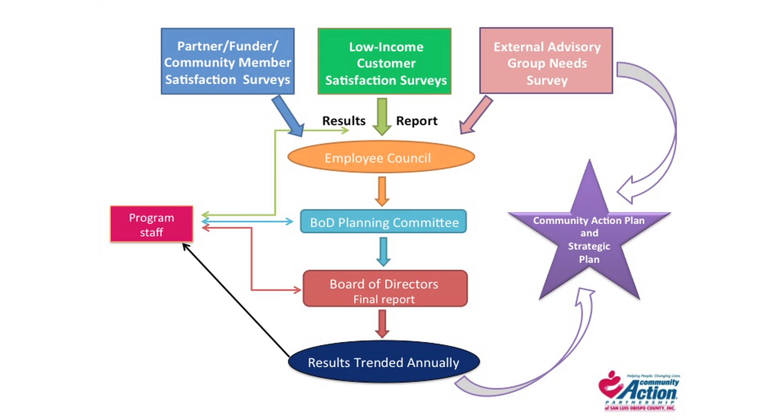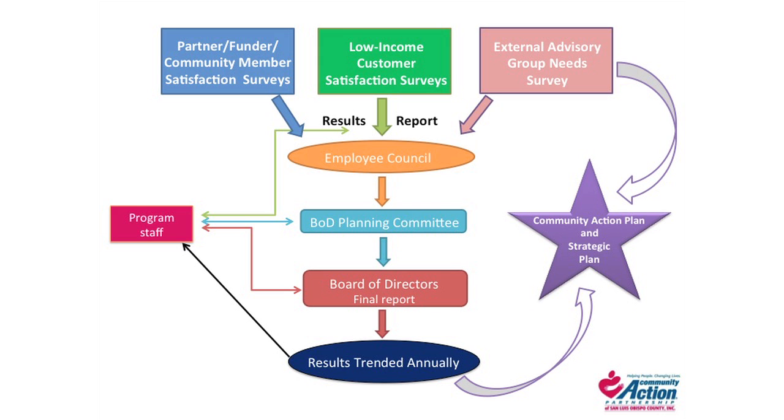So how does this all fold out? Well, ideally, at around the same time, you've got the 3 levels of surveys. You've got your partner funder community survey, your low income survey, your external group survey going on. Those results go down to the employee council, and then over, if you look over to your left, it's also going to your program director. So there's input from the program side as well, which is the middle management level, because we need to make sure we get their input and their suggestions, as well as the employee council. So there's a back and forth that needs to go on.